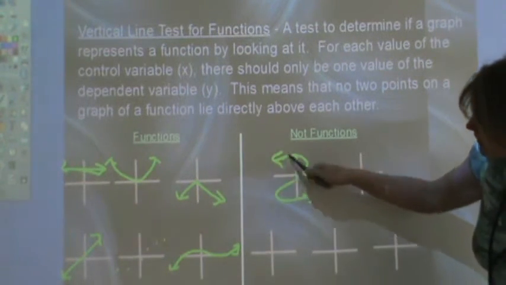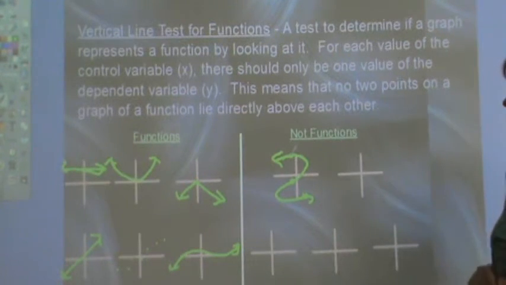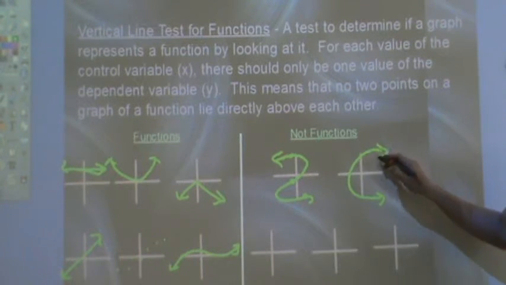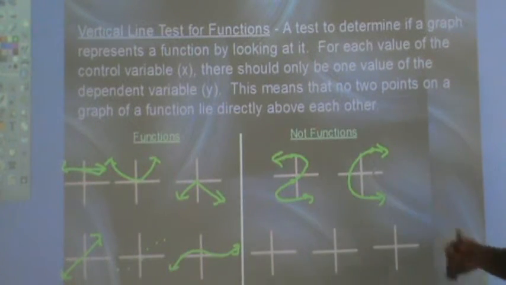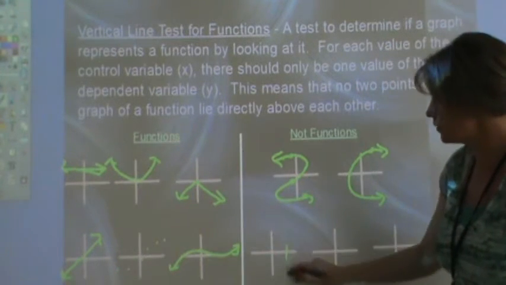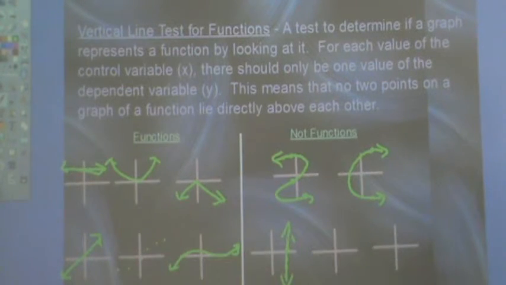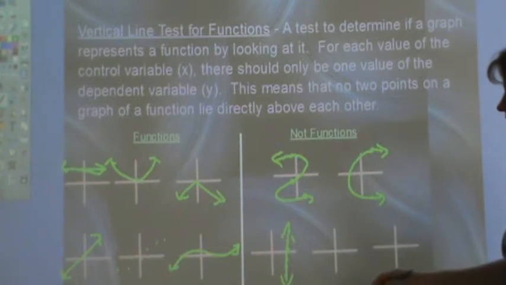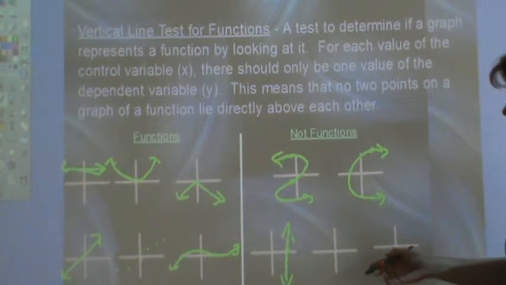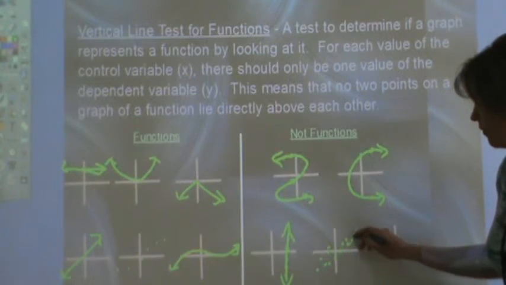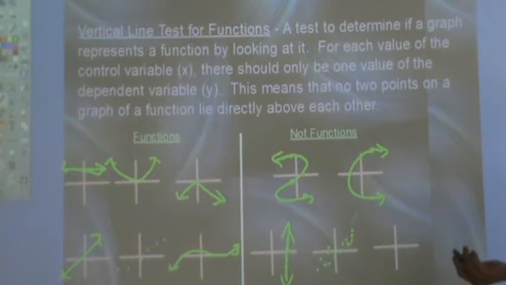now I've got points that line up vertically, so that means it's not a function anymore. If I turn that parabola on its side, now I've got points that line up vertically, it's no longer a function. If I turn that line this way, all of my points are lining up vertically, so it's not a function. The V-shaped too, if we turned it on its side. The scatter plot, let's say we end up with 3 points that line up vertically. Now it's no longer a function.